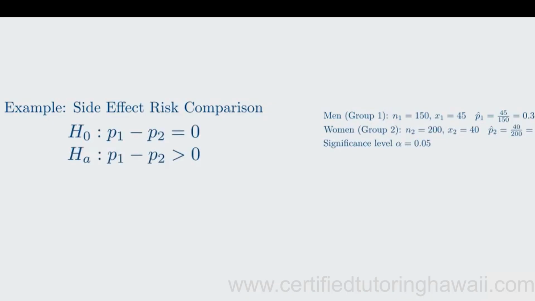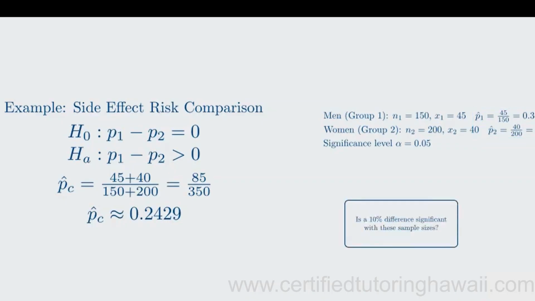Our null hypothesis is that the side effect rate is the same for both. Our alternative is that the rate is higher for men. Combining the groups gives us 85 total reports of side effects out of 350 participants. This results in a pooled proportion of 0.2429. Notice how this value falls between our two sample proportions of 20 and 30%.